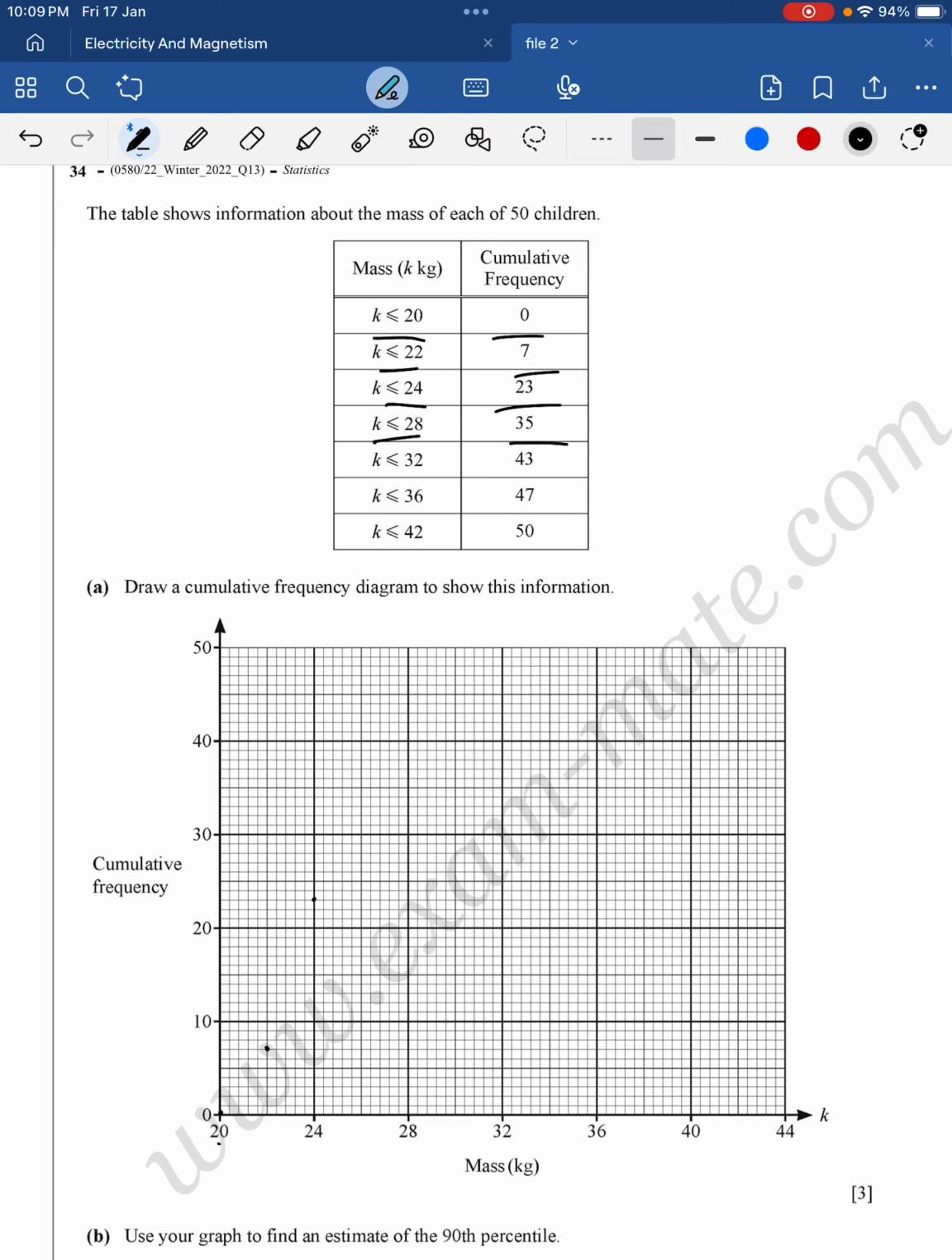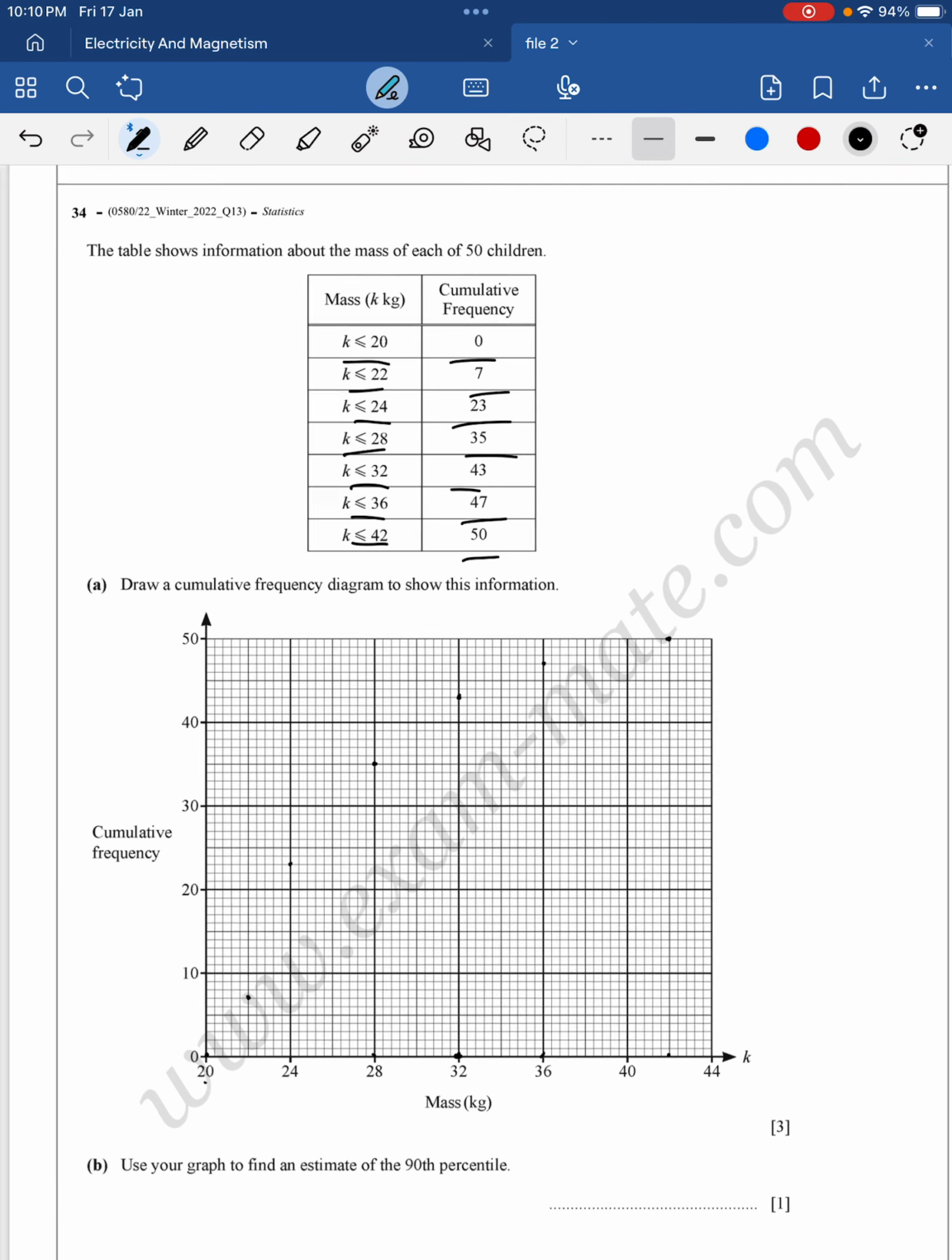Then we have 28, 35. So this is 28, and 28 is 35. 10, 20, 30, 35. Right? And then we have 32, 43. So 32, 41, 42, 43. So this is 43. Then we have 36, 47. So 36 and 47 over here. 42, 50. So 42 is 50.